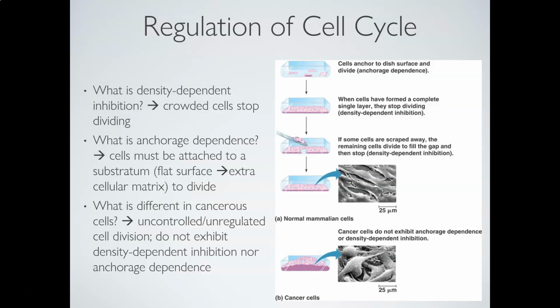Why are we talking about this? Well, because we're going to spend a little bit of time talking about some properties of cancer here. And when we look at cancerous cells, by definition, cancer is uncontrolled or unregulated cell division. And when we look at the way cancer cells grow in tissue cultures, we see that they're ignoring all sorts of internal and external signals. And some of that relates to the fact that they don't exhibit this density dependent inhibition, and or they don't display this anchorage dependence.